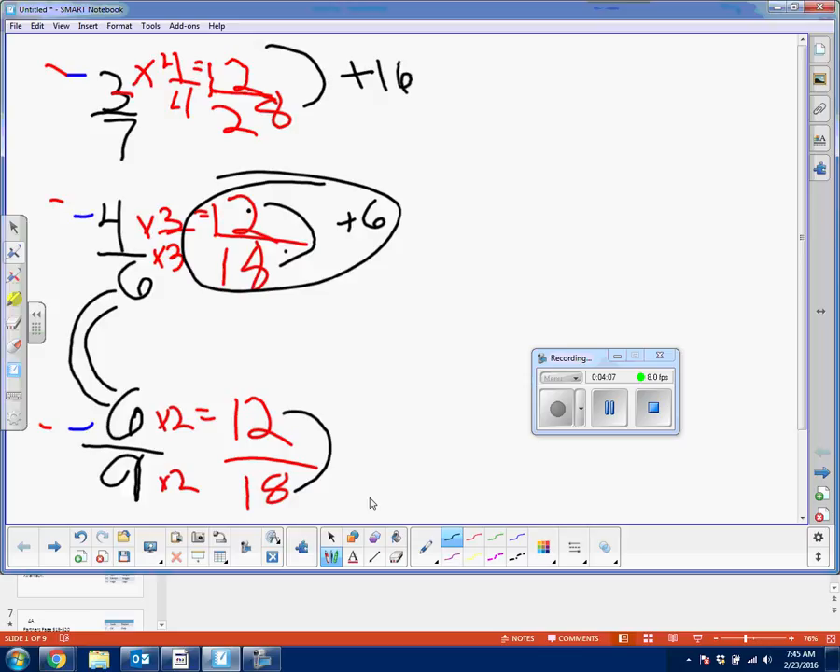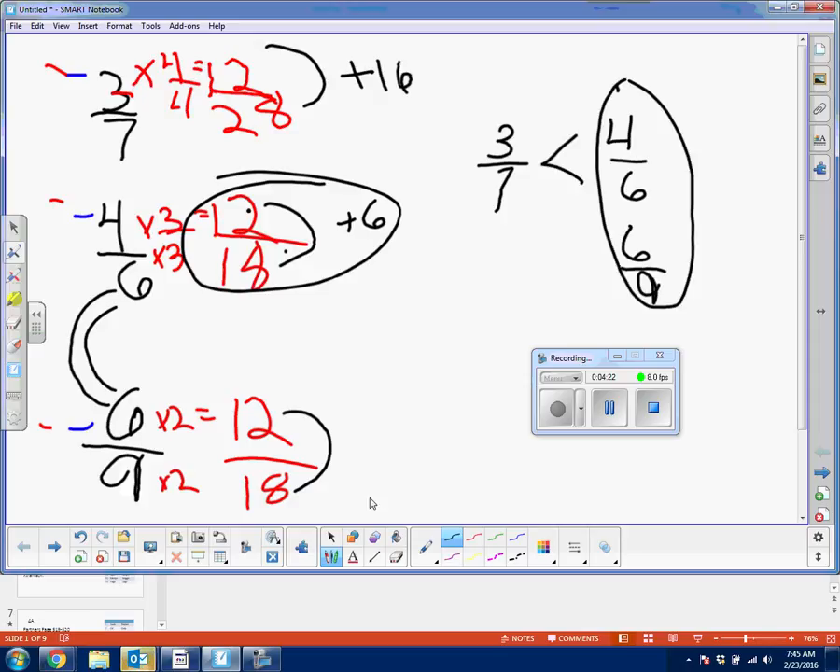So if we wanted to put these in order, we would say 3/7 is our smallest. Then it could be either 4/6 or 6/9, because these are the same. So these are our bigger numbers right there. And that is how we do this lesson today.